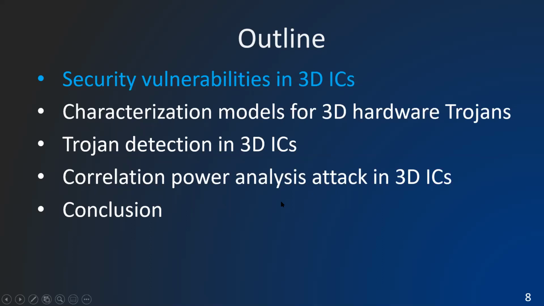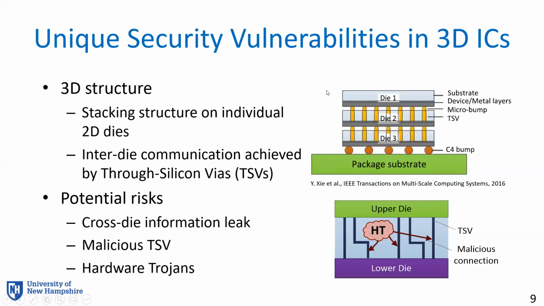For the first one, we want to compare how the security vulnerability in 3D is different from 2D. The primary reason for the new security threats in 3D is the stacking structure based on multiple 2D dies and the vertical inter-die communication. Now we consider information leak not only from one die. The information leak could happen from one die to the other because the security stress for each die will vary. So the information leak will be more sophisticated than in the 2D scenarios.